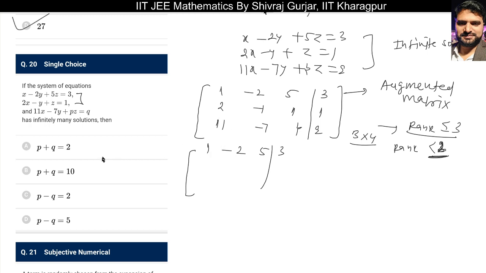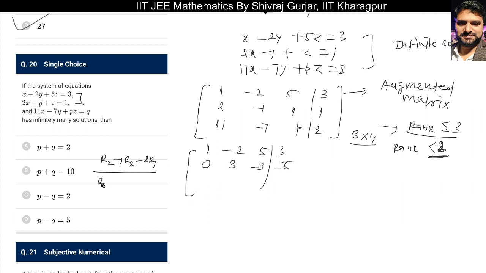So if we operate r2 equals r2 minus 2 r1, then this term will become 0, and this is 3 and this is minus 9. Multiply 2 by 10, 1 minus 10 is 9. Here also 1 minus 6 is minus 5.